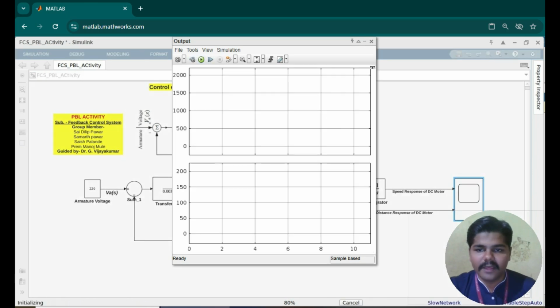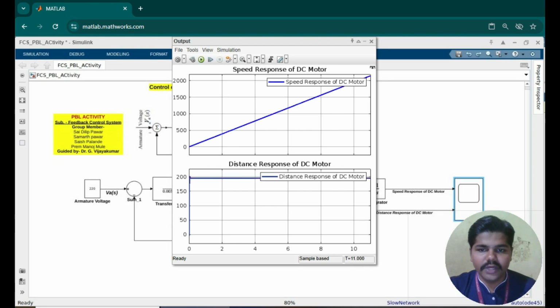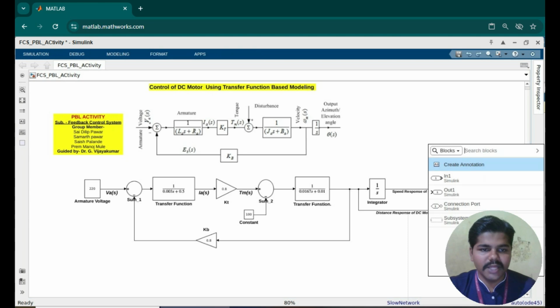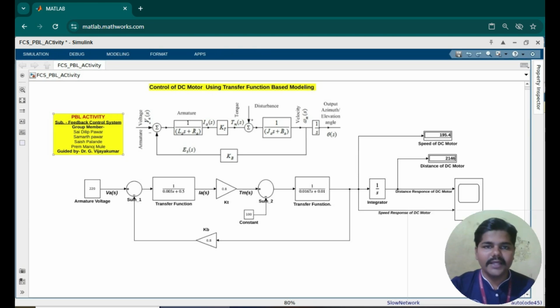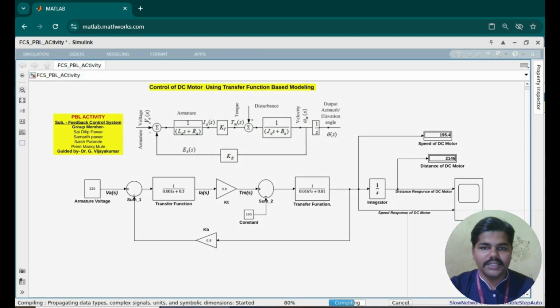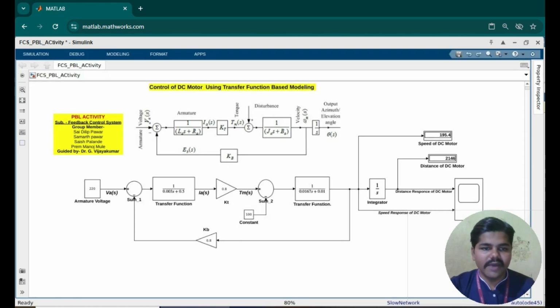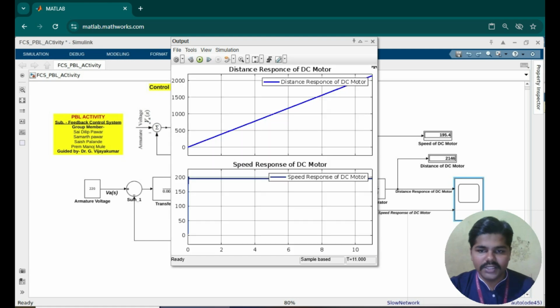Run, and there are two graphs showing. The first graph is the speed response of the DC motor, and the second is the distance response of the DC motor. To see the values, we simply add the displays over here. After adding the displays, we go to simulation and run the system and see the values. The speed of our DC motor is 195.4, and in the graphical representation also, the speed response of the DC motor has its highest or peak value near 195.4.